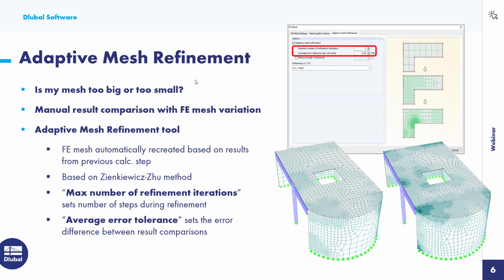So obviously you have the ability to set this error tolerance to something small, and taking a look at this picture over here on the right, this displays the model on the left is going to have a larger error tolerance compared to the model on the right, which has a much smaller error tolerance, and we're getting a much finer FE mesh.